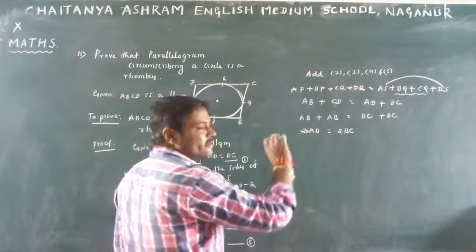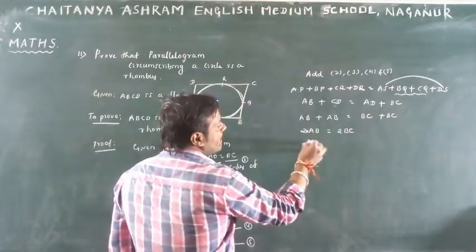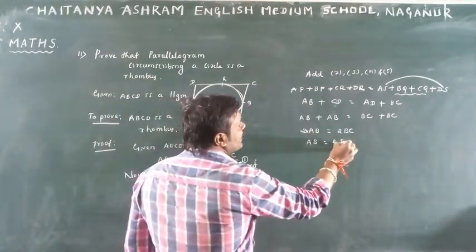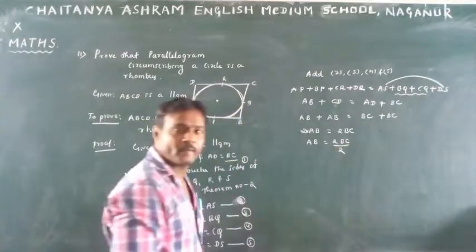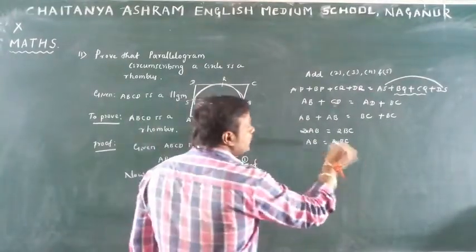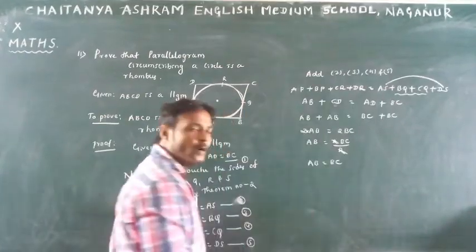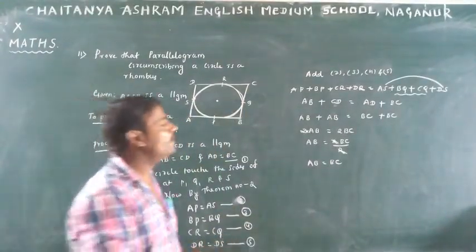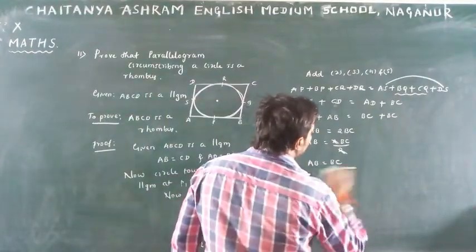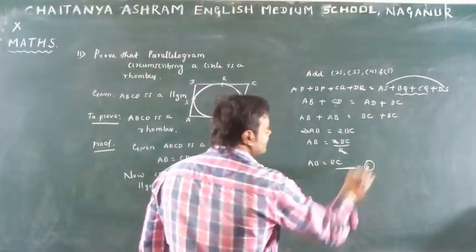2 is multiplied. Shift this 2 to the right side. AB equal to 2BC by 2. Yes or no? Then 2 gets cancelled. AB equal to BC. We obtained one more result, that is AB equal to BC. Say this result is 6.